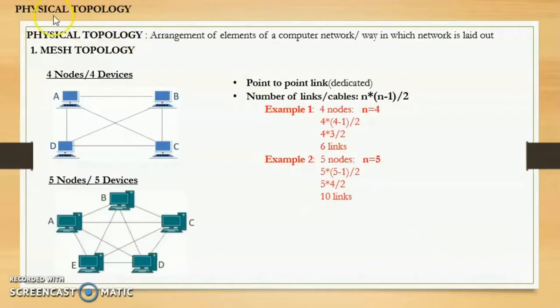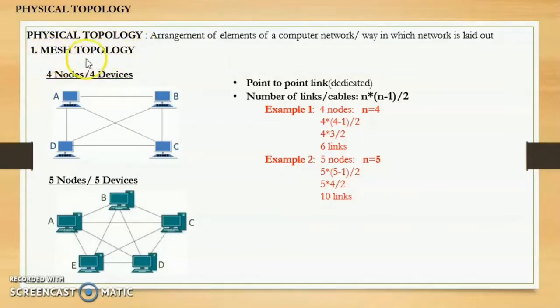Next, let us study physical topology. A physical topology is the arrangement of elements in a computer network, or in simple words, it tells us how the devices are connected inside a computer network. There are 5 different types of topologies, but in this video we will discuss only 2 types, that is mesh and star. The other 3 types we will discuss in the next video.